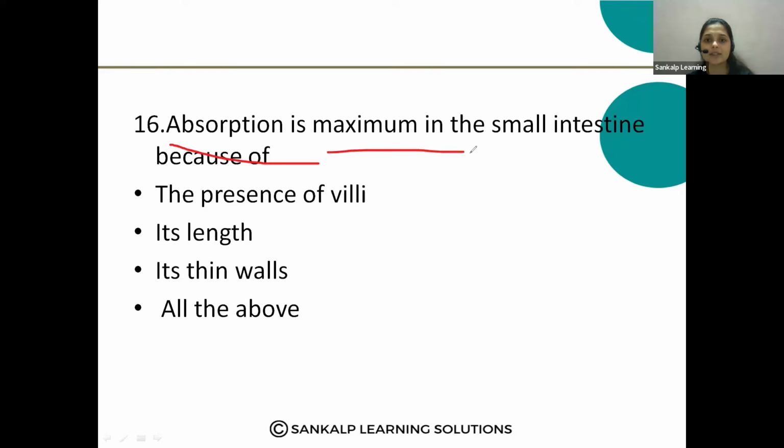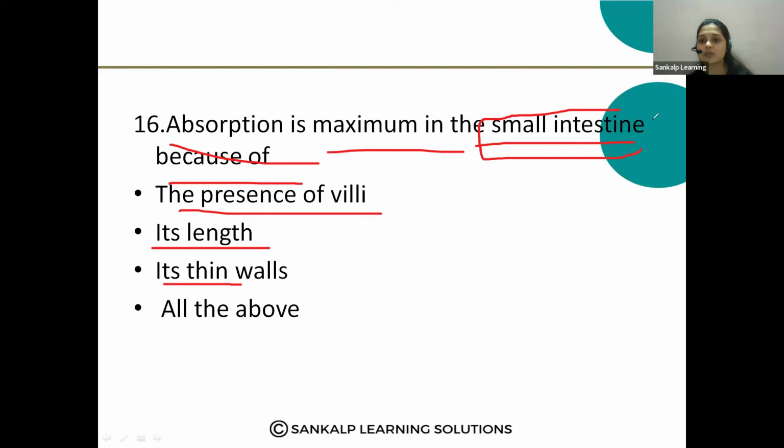Absorption is maximum in the small intestine because of the presence of villi, its length, its thin walls, all of the above. So you know that in the small intestine all the absorption of nutrients will take place. Main absorption and the digestion both will take place in the small intestine. So that is also important.